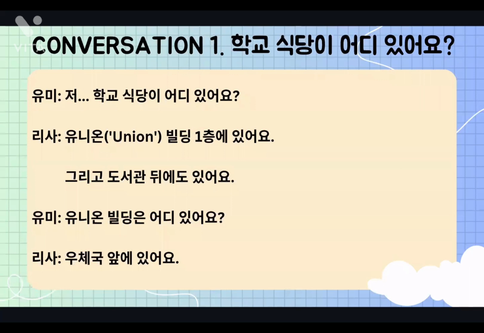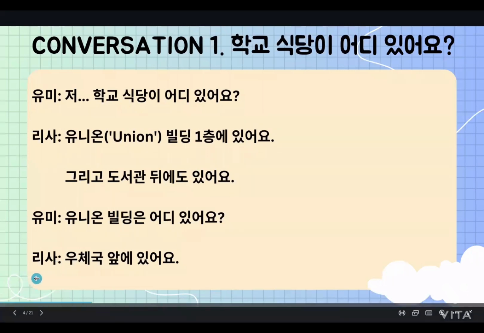말하기 speaking 연습. 시작할게요. 유미: 저, 학교 식당이 어디 있어요? 리사: 유니온 빌딩 1층에 있어요. 그리고 도서관 뒤에도 있어요. 유미: 유니온 빌딩은 어디 있어요? 리사: 우체국 앞에 있어요.